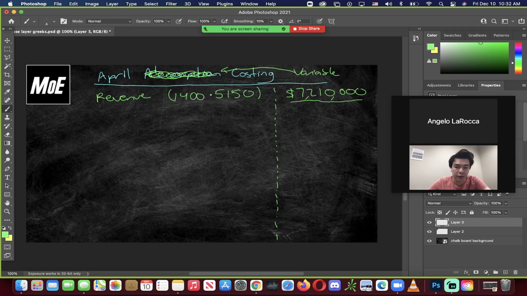Oh, this is messy. Okay, so now that we've done revenue, now we got to do our costs, right? And in variable costing, we start with our variable costs first. So I like doing variable costs, and I do subheadings, which is manufacturing, and we have SG&A as well.